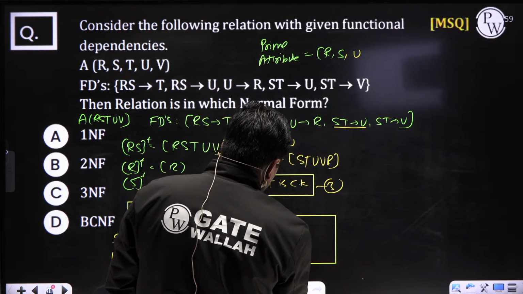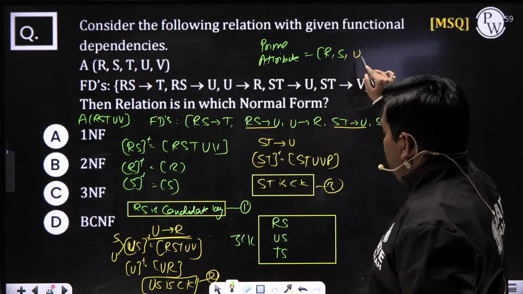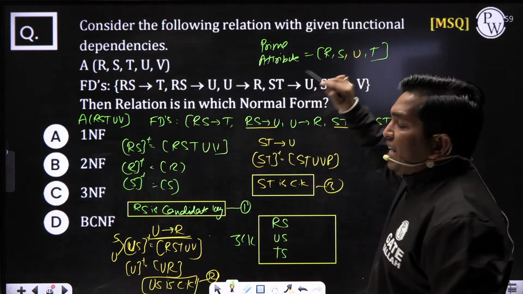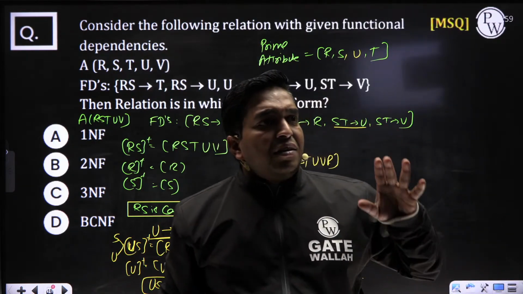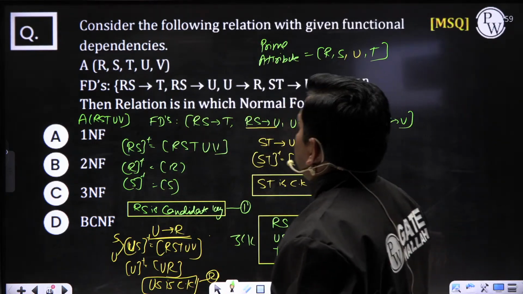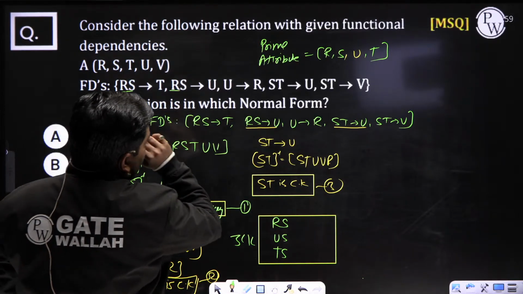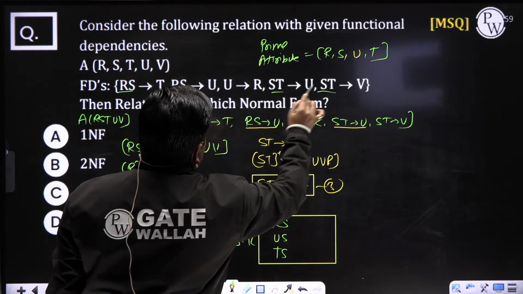RS, US and TS. And the prime attributes are R, S, U and T. Now check for 2NF. Clear, everyone? Now listen. Subset: RS is the complete key. ST is the complete key.